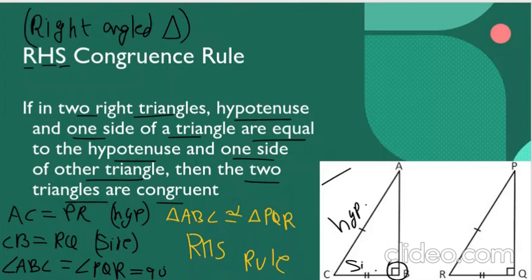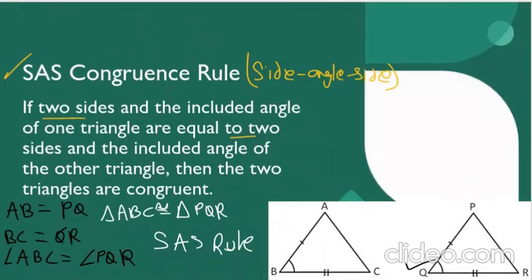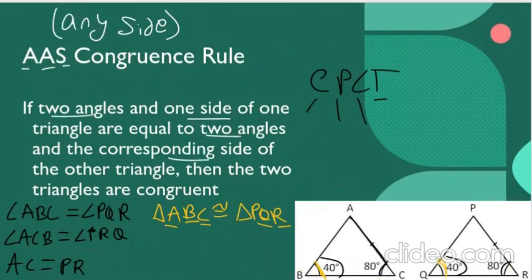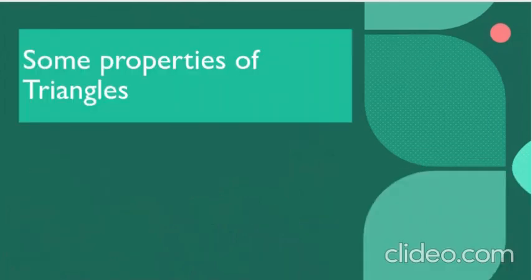Okay. So how many rules did we study? We studied SSS, the three sides; SAS, side, included angle and side; ASA, that is angle and side between them. Then AAS means two angles and any side. RHS, which is right angle, hypotenuse and the side, only for right angled triangles. Very good, students.